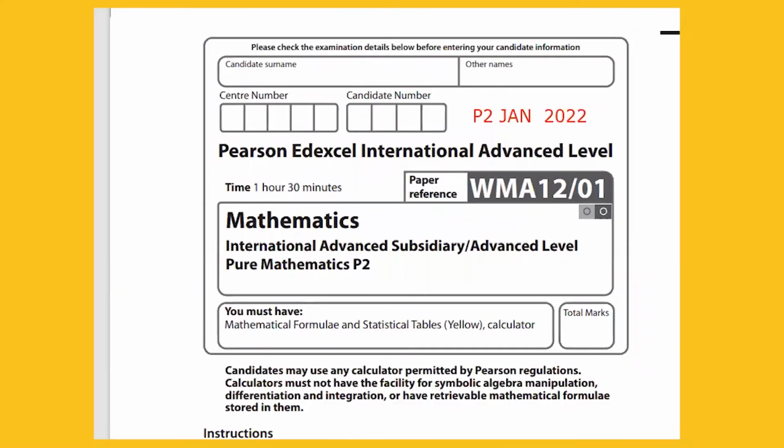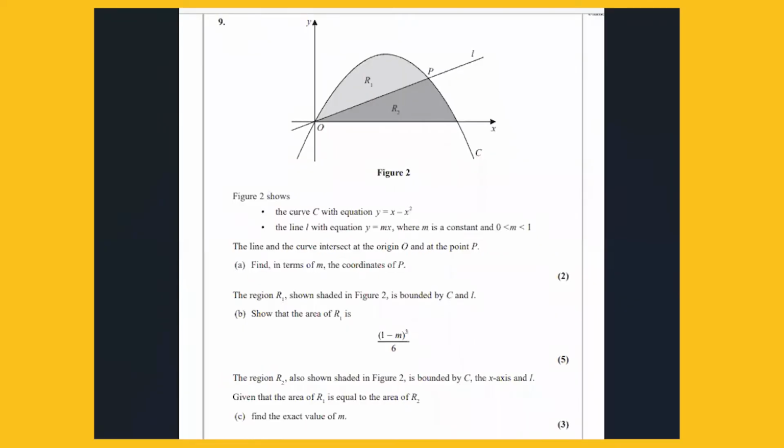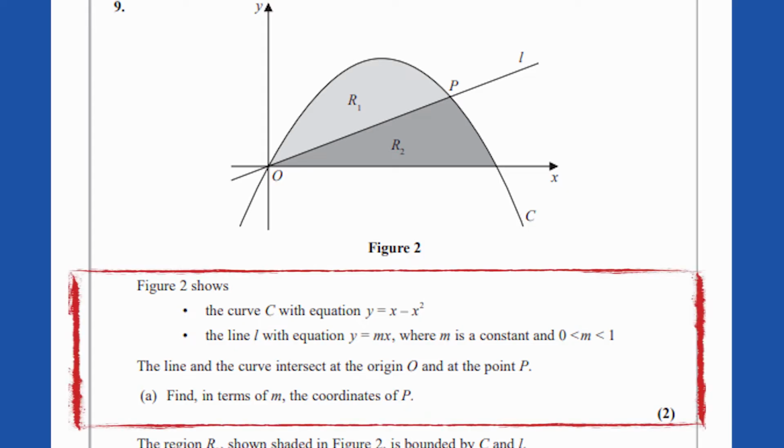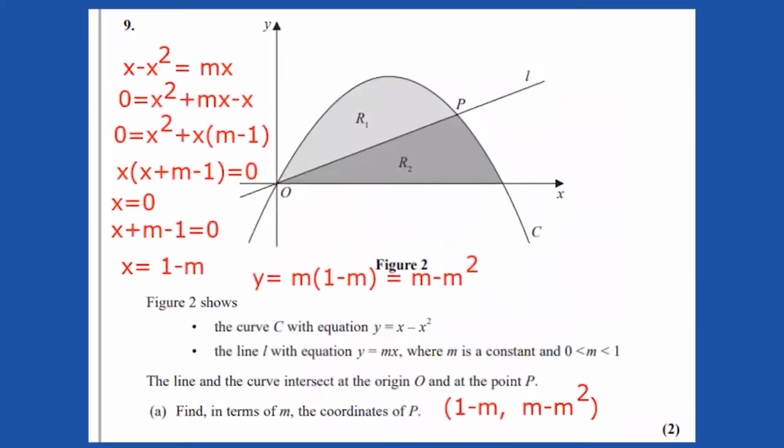In this video, I shall be discussing a question from the January 2022 P2 paper. It is question 9, and the question is based on integration of curves. Here we go. The first part of the question is about a curve C and a line L, and both of them intersect at 0 as well as a point P.